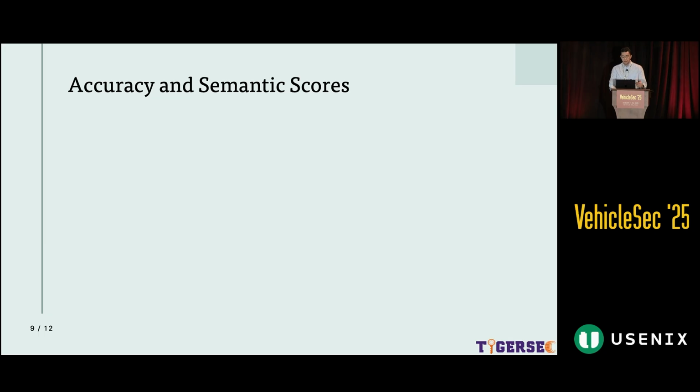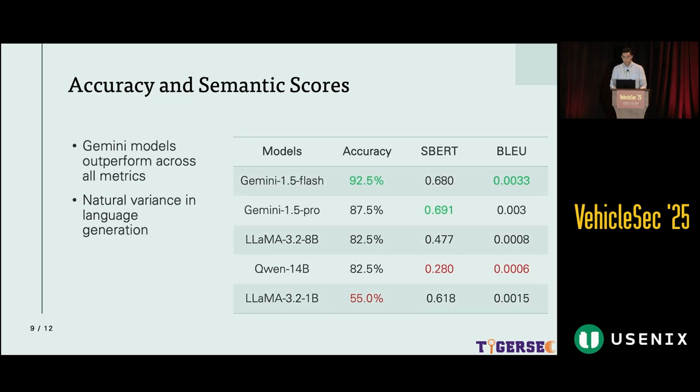So as far as accuracy and our semantic scores, Gemini models overall achieve the highest accuracy, while smaller models like the 3.2 1 billion model only reach 55%. Interestingly, though, the smaller version of Gemini achieved a higher accuracy than the larger version of it. And there was no accuracy improvement between the 14 billion version of Qwen and the 8 billion version of Llama.